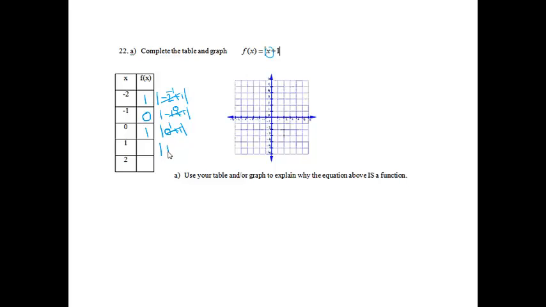Okay, the next one, let's plug in 1. So 1 plus 1 is 2. The absolute value of 2 is 2. And then plugging in 2. 2 plus 1 is 3. The absolute value of 3 is 3. Okay, now we're ready to graph.